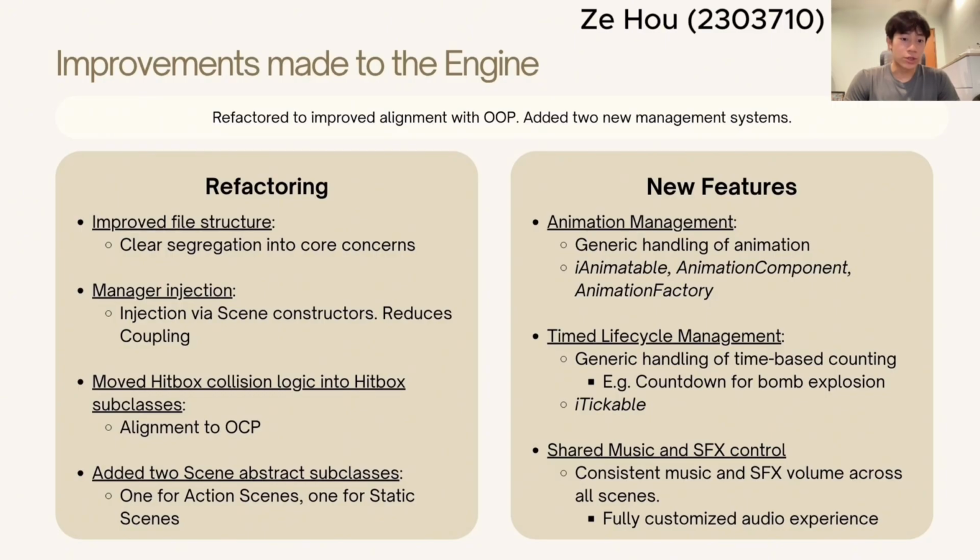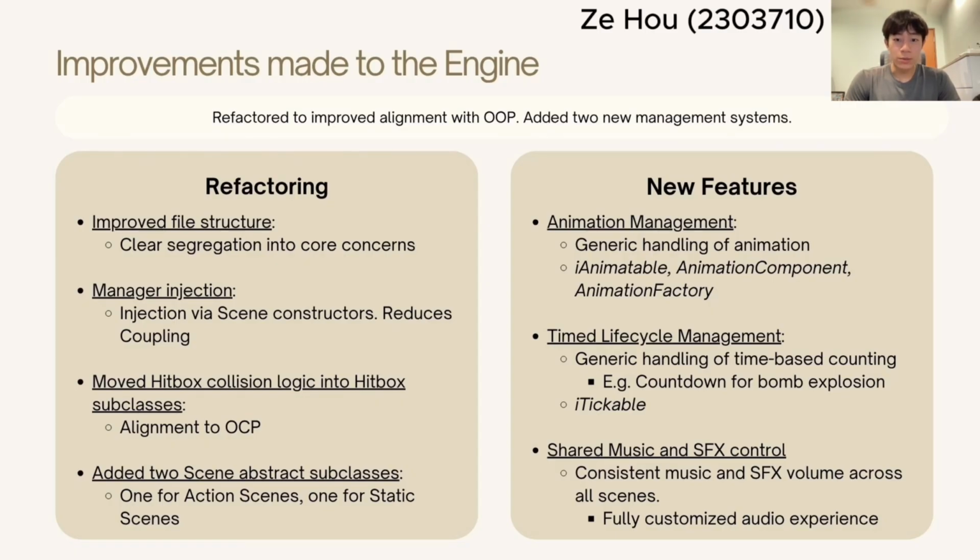We moved the hitbox collision logic from the collision detector into hitbox subclasses, which aligns to OCP. We also added two scene abstract classes, one for action scenes and one for static scenes. In terms of new features, we now have animation management, which allows the generic handling of animation, and also the time life cycle management system, which allows for generic handling of time-based counting, like countdown to bomb explosions.